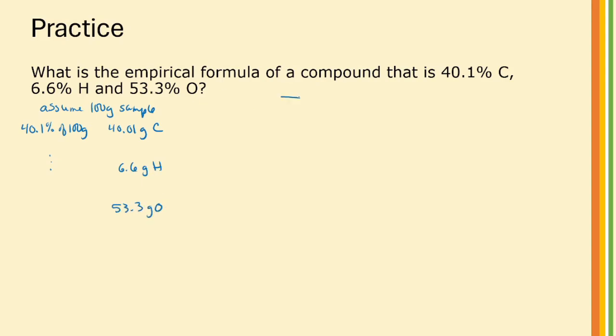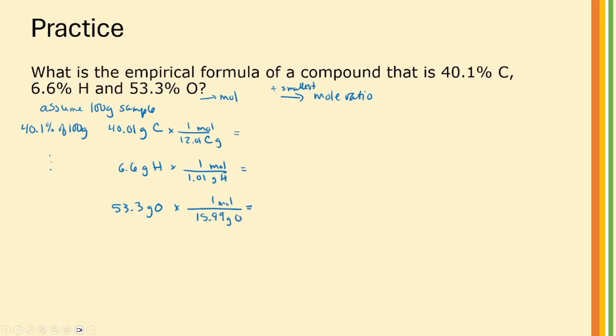But I'm trying to get to the mole ratio. So I need to go to moles, and then I have to divide by the smallest to get the mole ratio. So to get to moles, I'm going to divide each by its molar mass. So I know that carbon is 12.01 grams per mole, and hydrogen is 1.01 grams per mole, and oxygen is 15.99 grams per mole. Okay, so let's figure out what we get.